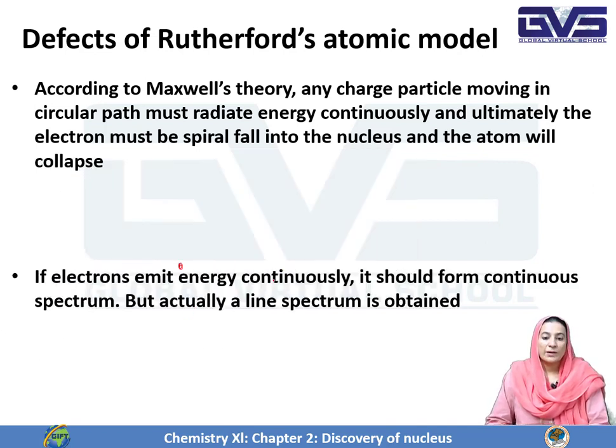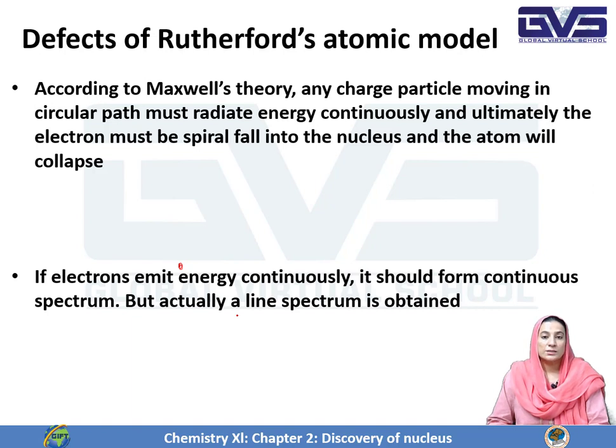And if the electron emits energy continuously, then it should form a continuous spectrum. A spectrum basically is the visual display of light. When a spectrometer is placed in their path, they split into radiation of different wavelengths. So if electrons emit radiations continuously, then their spectrum should be continuous. But in actual observation, a line spectrum is obtained. The spectrum is not continuous. This will also be discussed by other theories in our upcoming lectures.